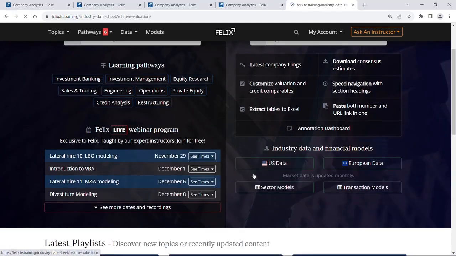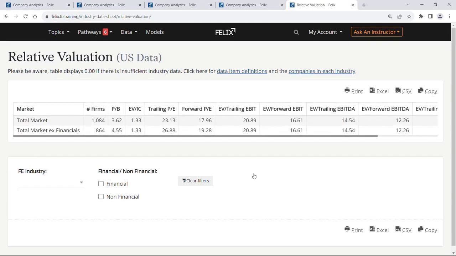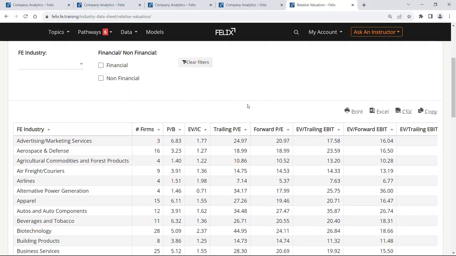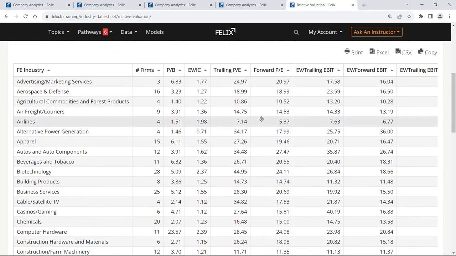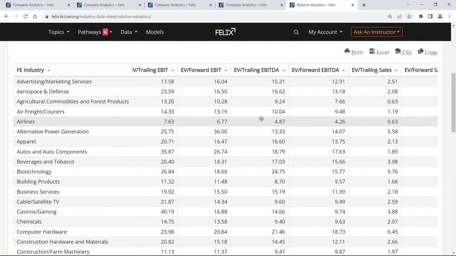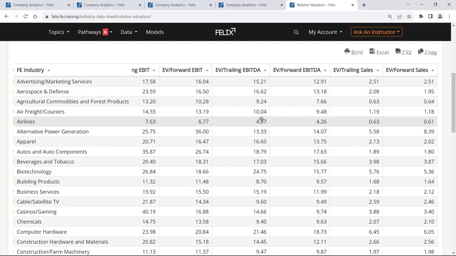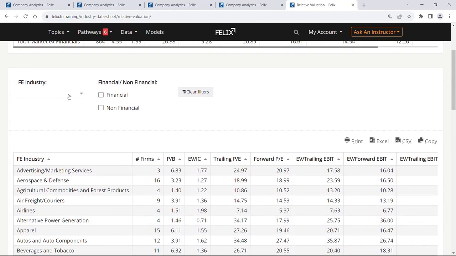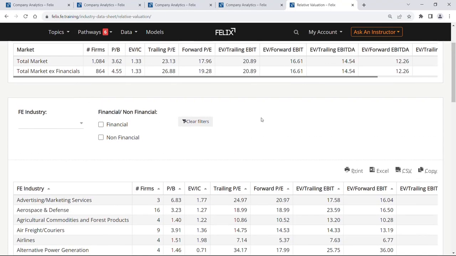So if I go to the relative valuation first, at the very top, it covers the main industry multiples, and down below it gives me the multiples for all the individual sectors. So it gives me the price earnings multiples, price to book multiples, but also some EBITDA multiples and sales multiples, both on a trading basis and a forward basis. And I can search for a particular industry, and I can screen out non-financial companies, and I can download the content to Excel, or just copy it and paste it into Excel as well.